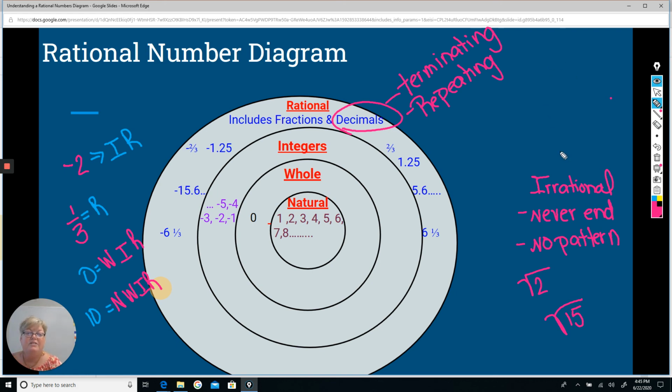Now, if I ask you what is pi, which is a number that never ends and does not have a pattern, that's an irrational number. We're not really going to concentrate on irrational numbers. That's more of an 8th grade skill. But I wanted you to be aware that there is one more type of number, and that's an irrational number.